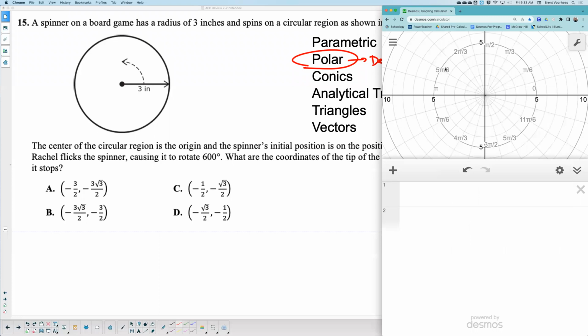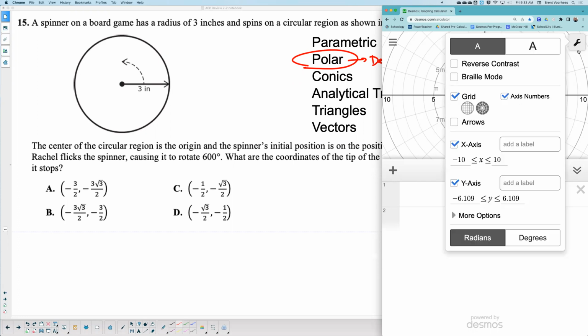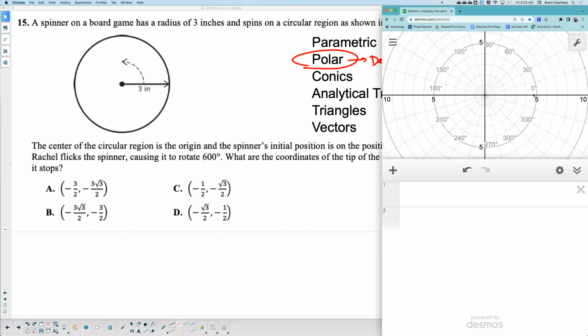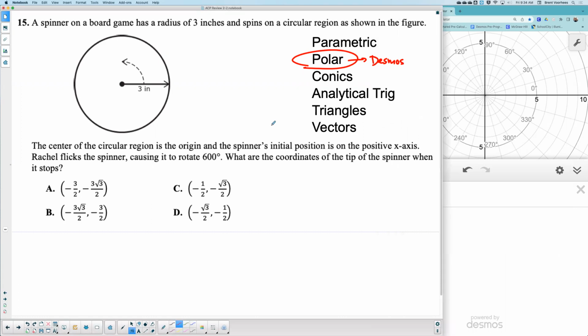Okay, now, right now, this is in pies. This is in radians, I mean. Are we in radians in this problem? We're in degrees. How do you switch to degrees? Wrench again. Go in the wrench and you'll see it at the bottom. It says degrees there. So as I look at the degrees, what's the problem with 600 degrees? It's too big.